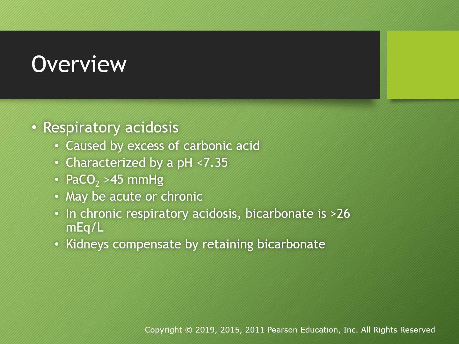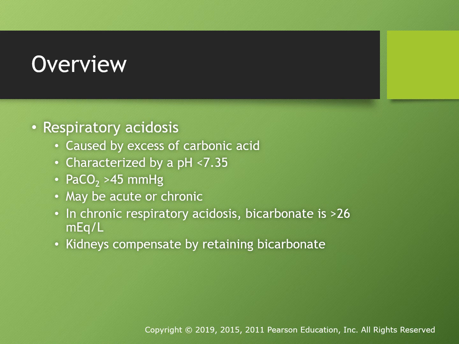So what is our overview? Respiratory acidosis is caused by an excess of dissolved carbon dioxide or carbonic acid. It is characterized by a pH less than 7.35 and a PaCO2 greater than 45. So in acidosis, the pH goes down and the PaCO2 goes up. So remember, acidosis for respiratory goes in the opposite direction. And that's kind of how I remember it.